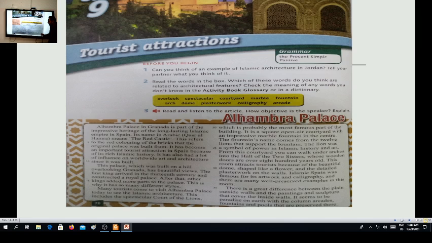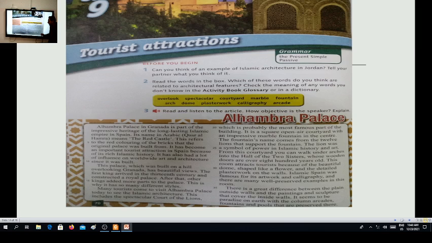It has become an important tourist attraction. Attract means to make people come to one place. That's the meaning of attract. So the palace was an important attraction in Spain.